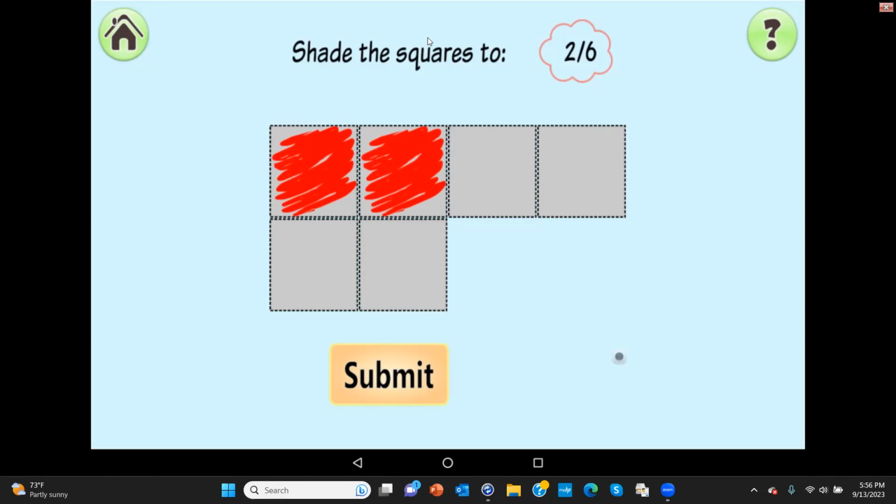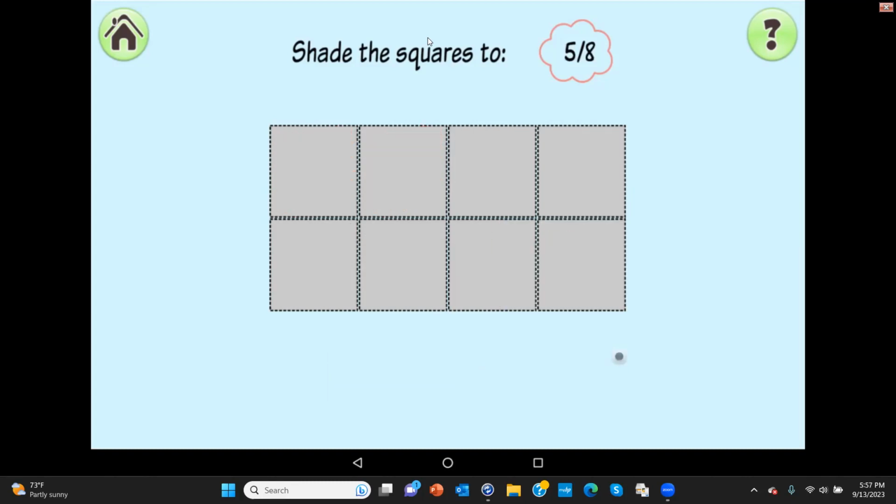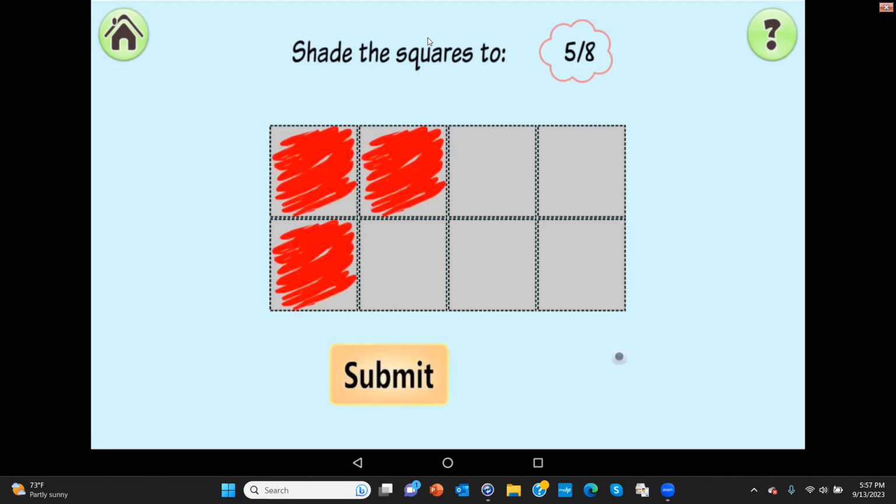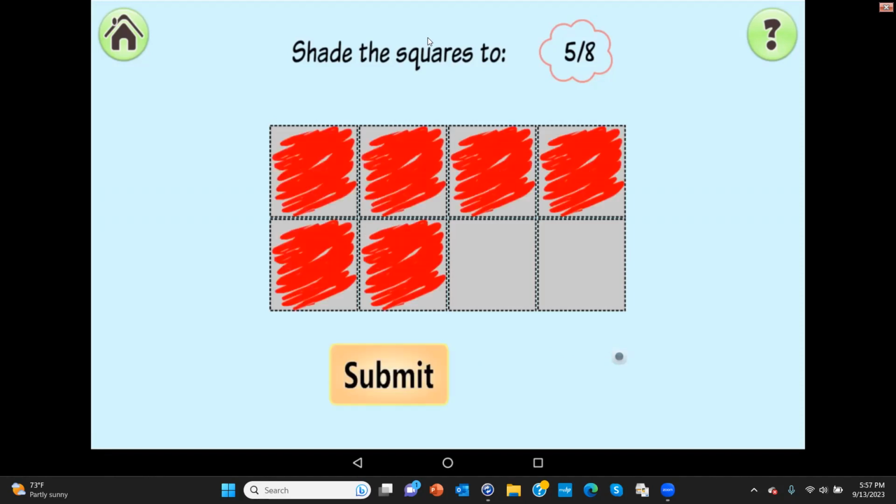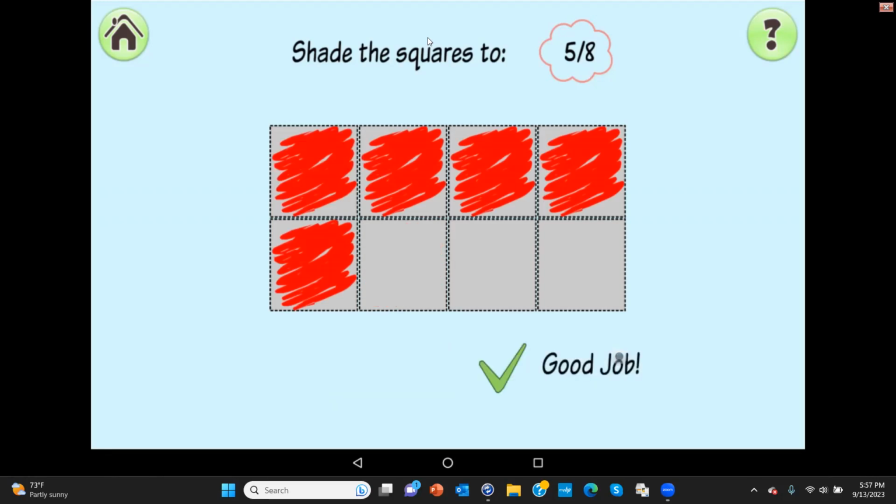So you click two of them, which is really, you have 6 of them, so you really click 2. And you submit and it tells you that it's correct. Then 5/8. So you have 2, 4, 6, 8 squares, and 5/8 would be shading 5 of them. So it starts at the very basics. Try again. Right?